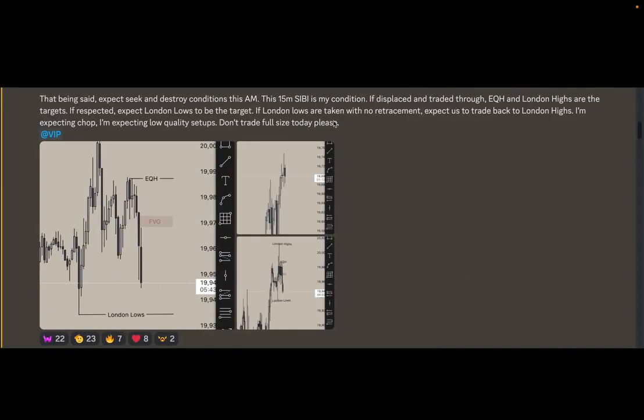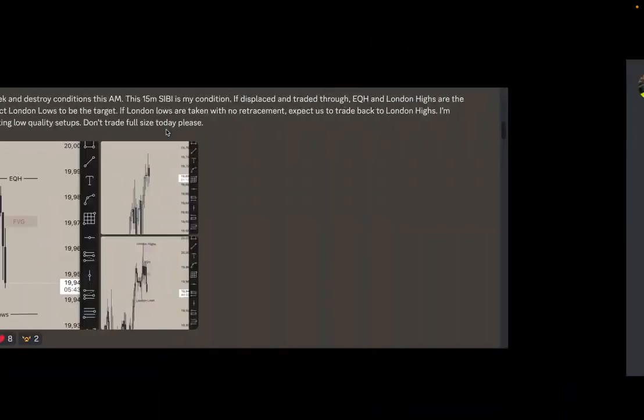This 15-minute SIBI is my condition, right? If displaced and traded through, equal highs and London highs are the targets. If respected, London lows are the targets. All right, so if we respect this at open, we should see London lows. If we disrespect this, we should see these equal highs. Even better, if we take these London lows, then disrespect this, then we should see these equal highs, right? So let's see what happened here.